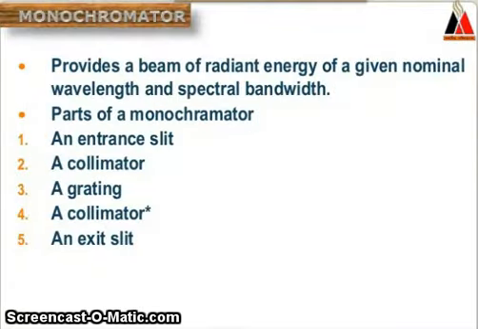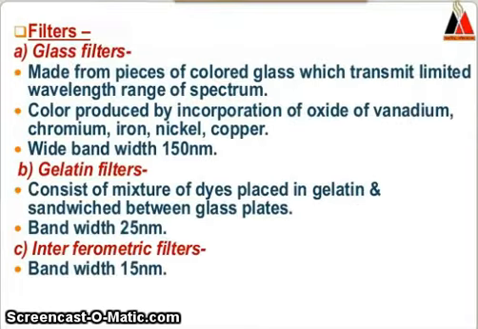What is the monochromator? It provides a beam of radiant energy of a given nominal wavelength and a spectral bandwidth. Parts of the monochromator: an entrance slit, collimator, grating, a collimator, and exit slit.